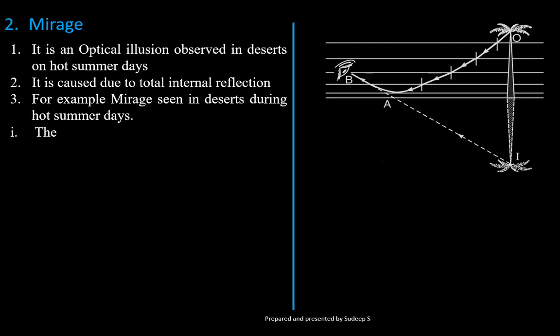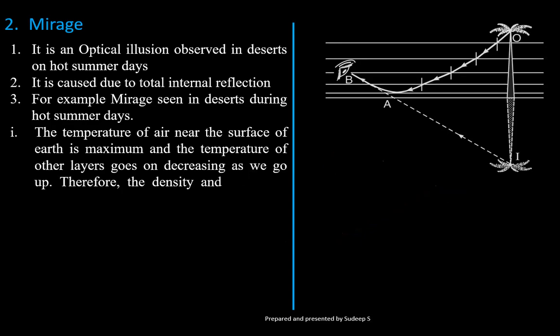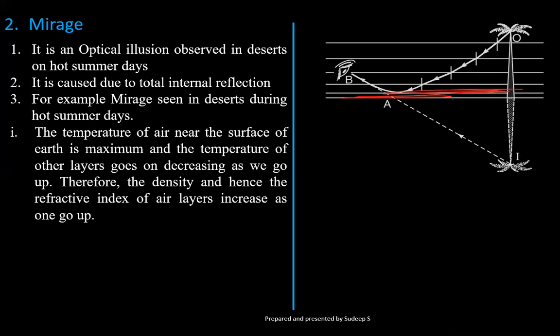The temperature of air near the surface of earth is maximum, ठीक है, यहाँ पे on the surface of the earth is maximum, ठीक है। ठीक है, and the temperature of other layers goes on decreasing as we go up. The temperature goes on decreasing, मतलब at uppermost यहाँ पे as we go up temperature थोड़ी कम रहेगी, ठीक है, comparatively at the surface of the earth.